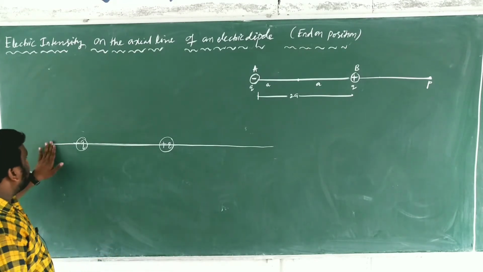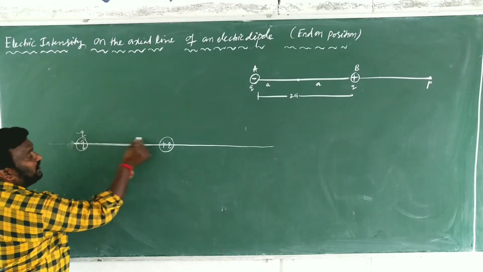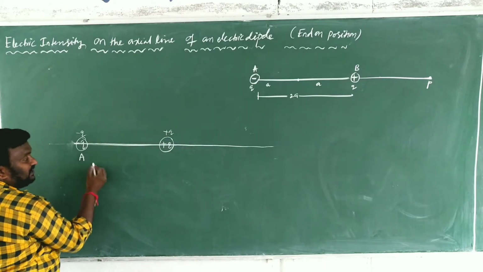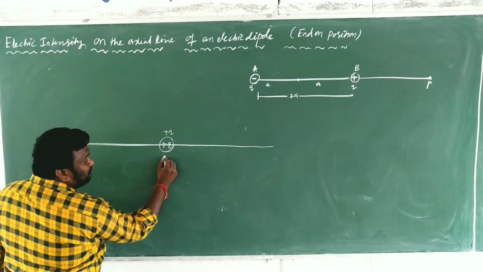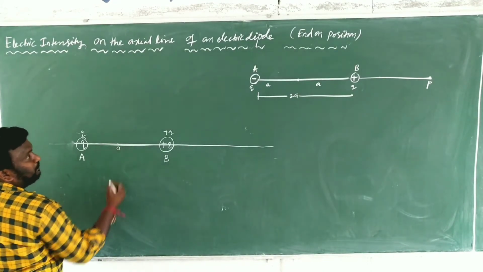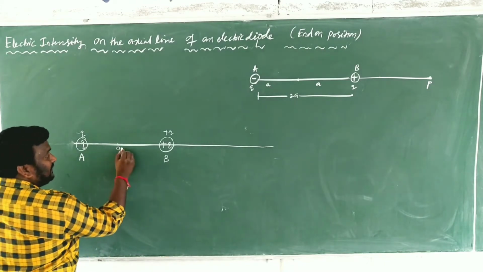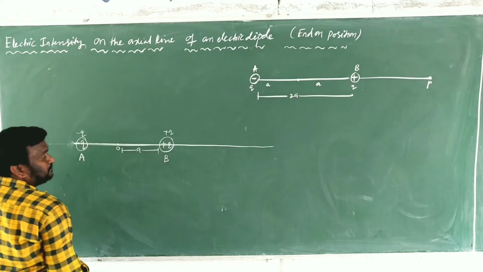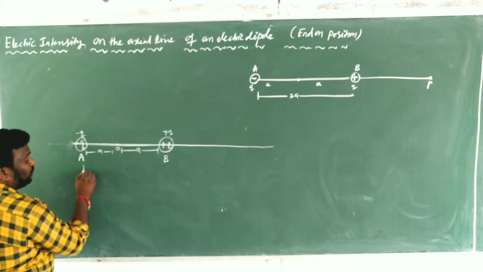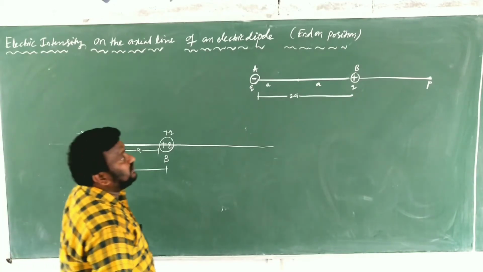So children, here I am showing a dipole, minus q and plus q. Minus q is at the position of A and plus q is at the position of B. O is the midpoint of the dipole. From O to B the length is taken as a, and O to A is also a, therefore the total length is 2a.